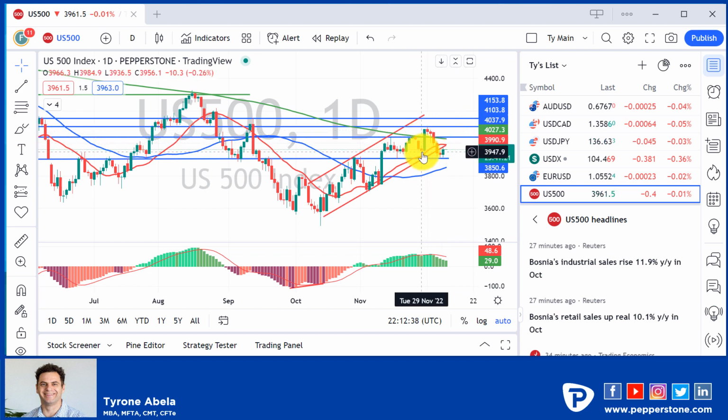So really let price dictate what we do here. I don't think we want to be preempting anything. Trade what we see, and we should be good.